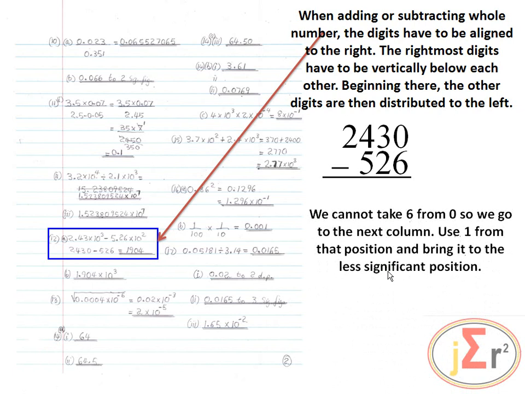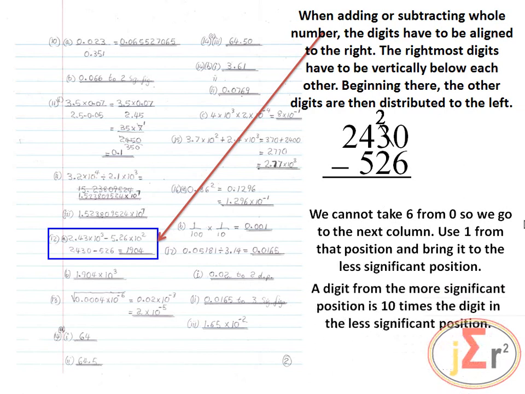We cannot take 6 from 0, so we go to the next column. Use 1 from that position and bring it to the less significant position. 2 remains, and a digit from a more significant position is 10 times the digit in the less significant position. So 1, 0. And as I said before, we are not saying that this is 10.